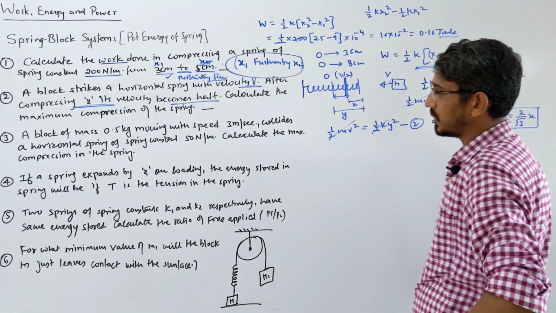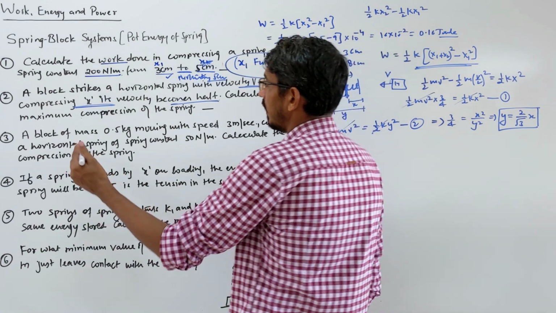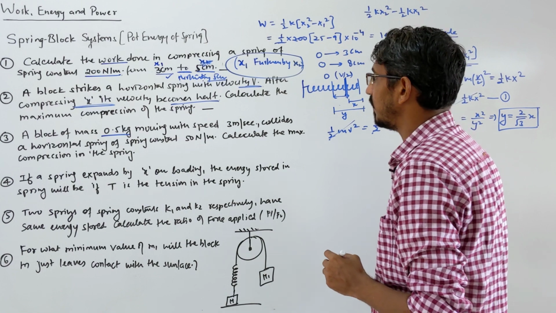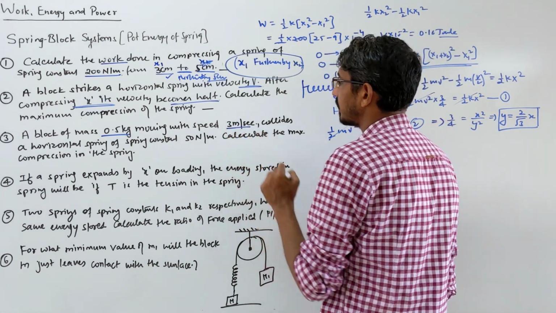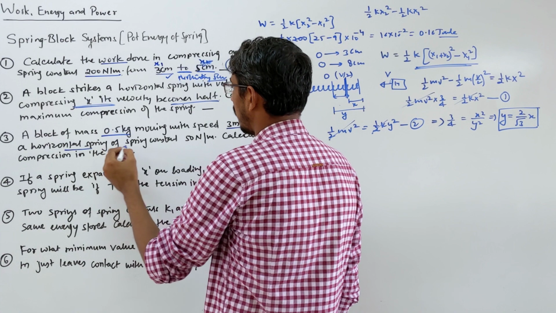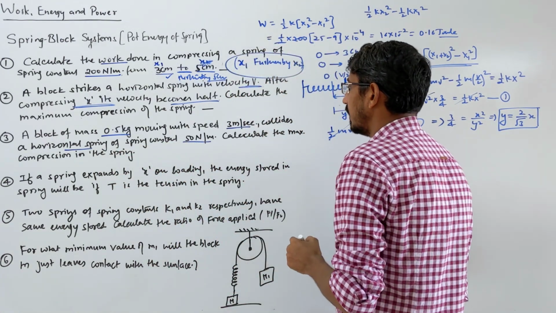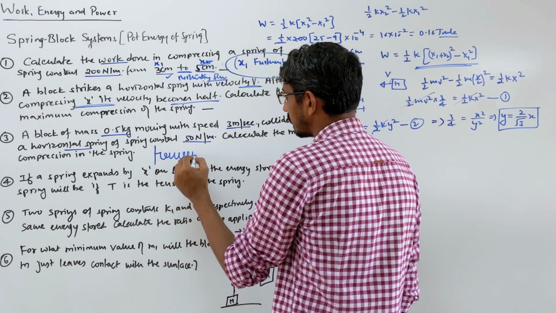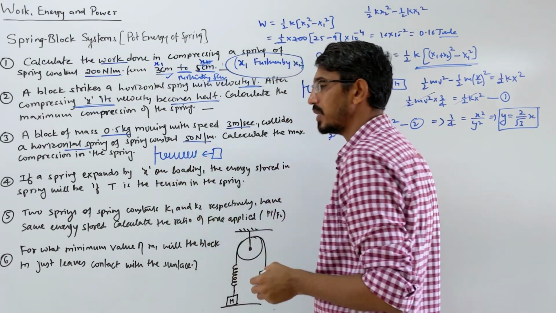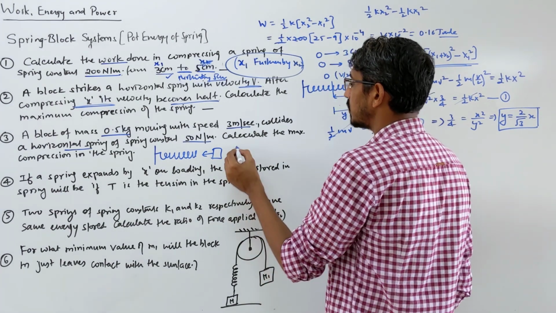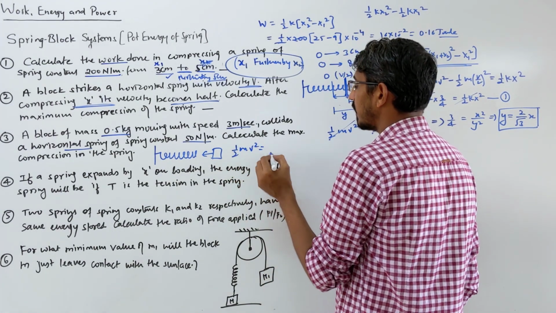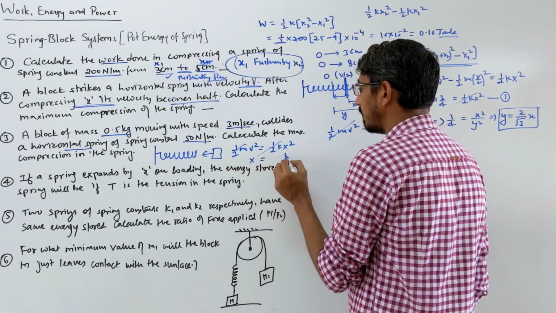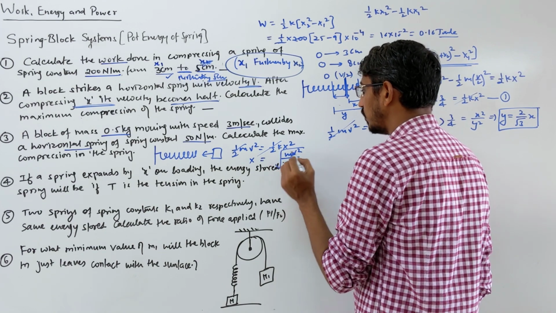Okay. Let's move on to the third problem, which says that a block of mass 0.5 kg is moving with a speed of 3 meter per second and collides with a horizontal spring of spring constant 50 newton per meter. Calculate the maximum compression. This is a simple question: the block is coming with a given velocity, and the maximum compression is an energy concept. So the energy of the block, half mv square, is converted into half k x square. The half cancels, and x becomes the root of mv square by k.